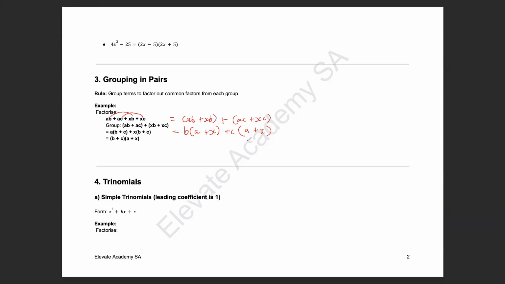And then when we look at this term and this term, we begin to see that we have A plus X, which is common in both of these terms. So we take A plus X as our common factor. When we divide this entire term, B into A plus X, by our common factor, which is A plus X, that'll cancel off and we're left with B. And when we divide this term, which is C into A plus X, by A plus X, we're left with just C, so B plus C. So the answer is exactly the same.